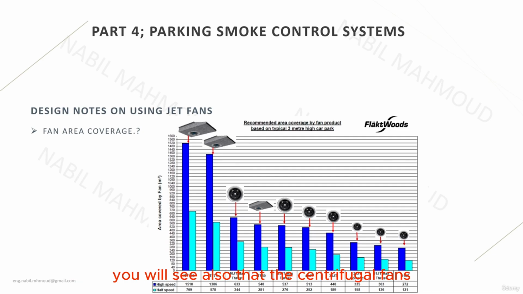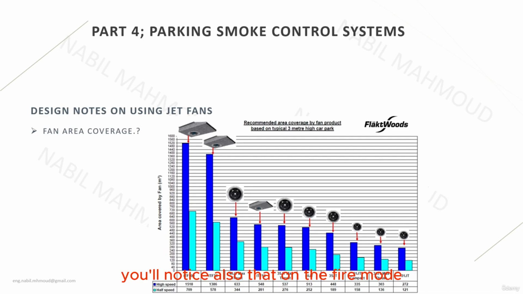You will see also that the centrifugal fans have the highest coverage area of all the jet fans, and this is a very known and a very common advantage of using these fans. You will see also that the average coverage area in normal mode for the jet fans ranges, of course this is during the low speed mode, between 120 up to 600 square meter. And from this we formulated the average coverage area of 400 square meter in the previous video.